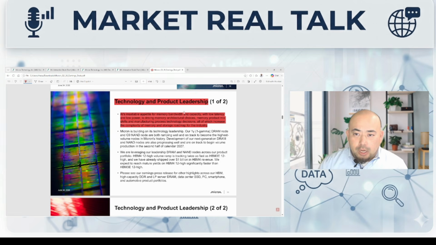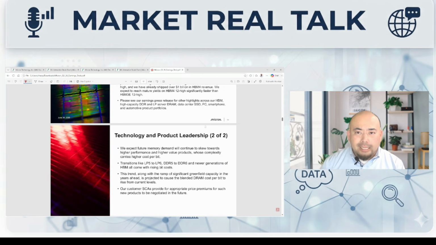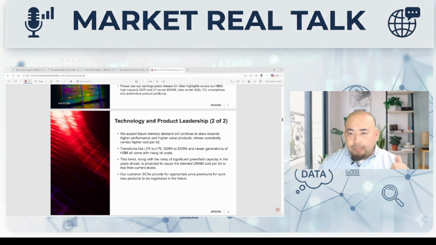Next up, okay, their whole technology product leadership section, okay, AI's insatiable appetite for memory bandwidth capacity with low latency, low power is driving memory architectural choices, memory product mix shifts, and manufacturing process technology decisions, all of which increase the complexity of memory and storage roadmap for the industry. Wow. They already know that it's not just a huge demand, but there's a demand in the technology change to get what we want out there. Like I mentioned, not just the speed, right? But to get speed while we're cutting down on power, while we're cutting down on costs, etc.